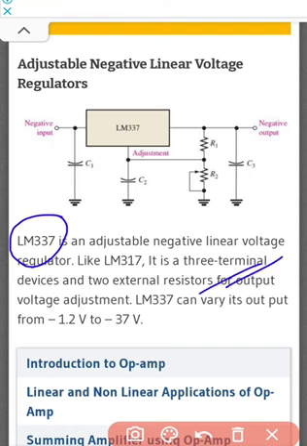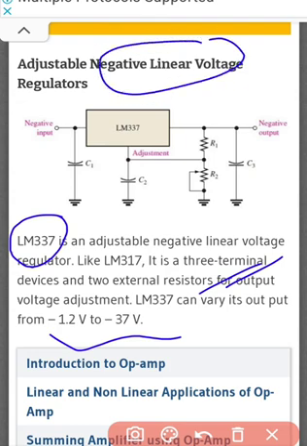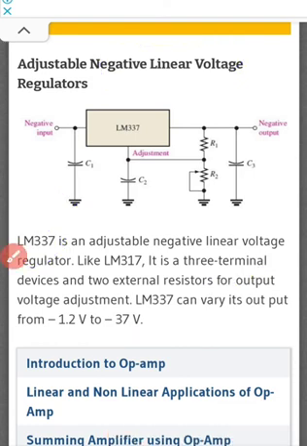So the LM337 can vary its output in the same range as we have seen for the positive. In case of positive, it is plus 1.2 volt to plus 37 volt. In case of negative, as the series is nearly the same for LM, it is minus 1.2 volt to minus 37 volt. So this is all about our integrated circuit regulators.